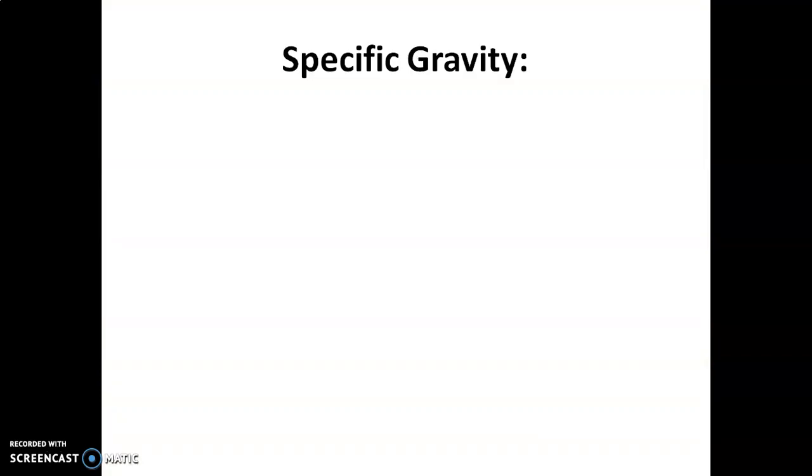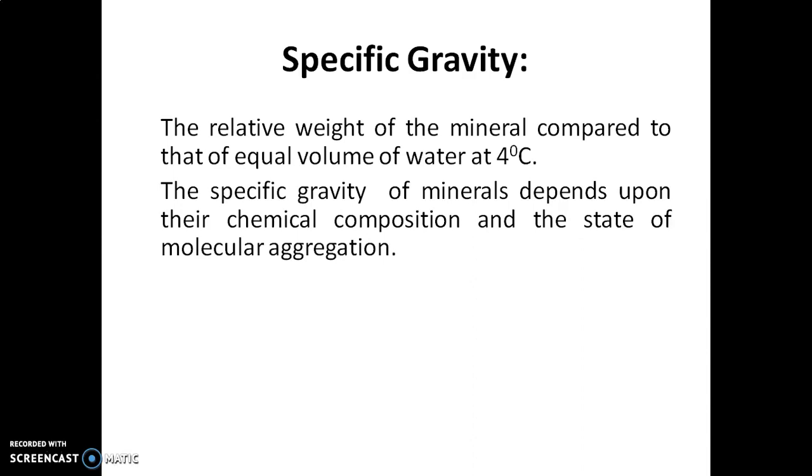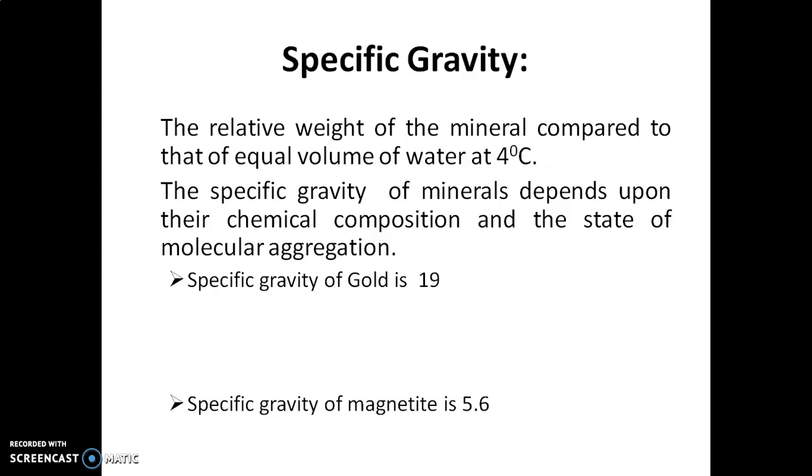Specific gravity: the relative weight of the mineral compared to that of an equal volume of water at 4 degrees Celsius. The specific gravity of a mineral depends upon its chemical composition and the state of molecular aggregation. For example, we see the gold. The specific gravity of gold is 19. That means gold is 19 times heavier than water.